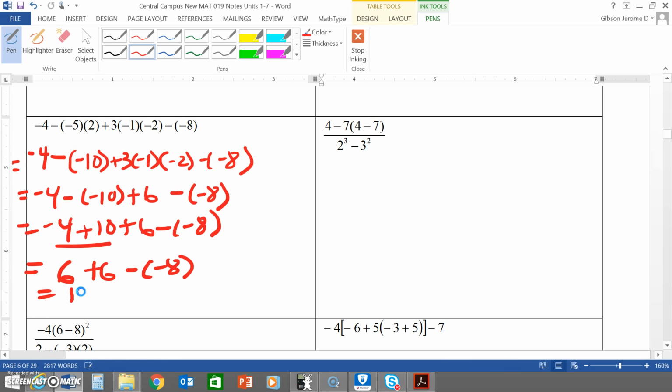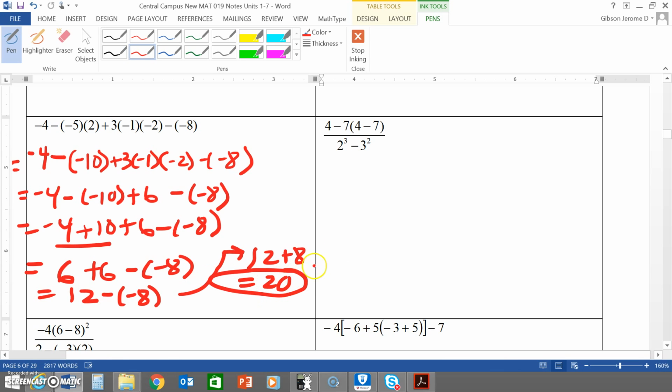6 plus 6 is 12 minus a -8. Now, we have 12 minus a -8, which will give us 12 plus 8. Now, 12 plus 8, we know will give us 20. And that will be our final answer.